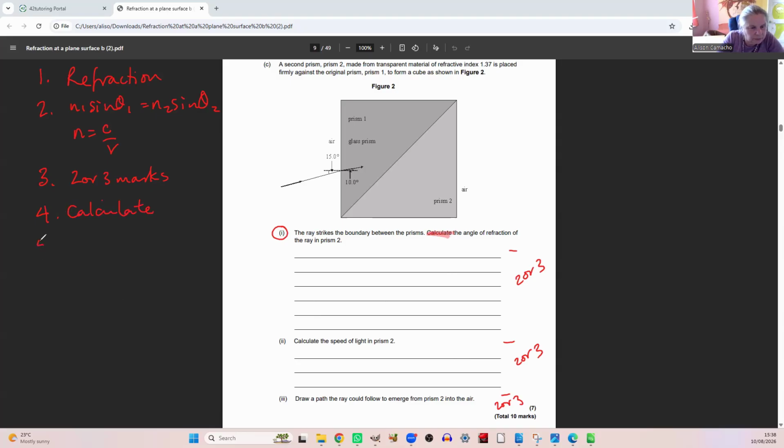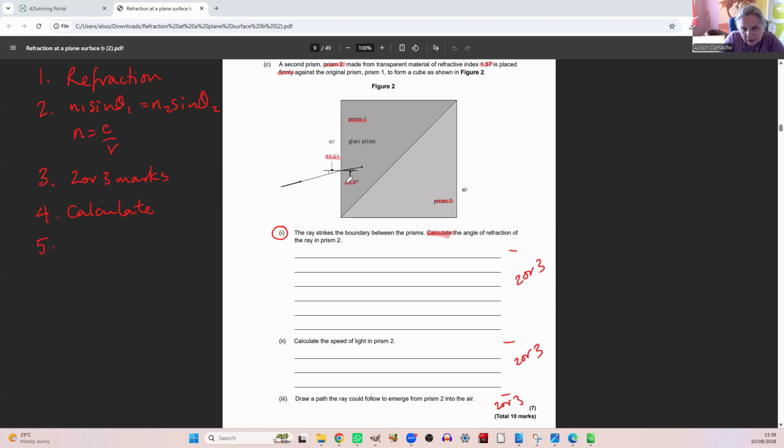Okay. And then the next thing that we're going to do is highlight any numbers. How many numbers? We've got a second prism, prism 2, as well as prism 1. Okay, we've got a refractive index of 1.37, and it's firmly, so there's no gap, there's no air in between the two. That word firmly says there's no gap. Right, it says the ray strikes the boundary between the prisms. Calculate the angle of refraction of the ray in prism 2. Okay, so I've been reading for meaning.